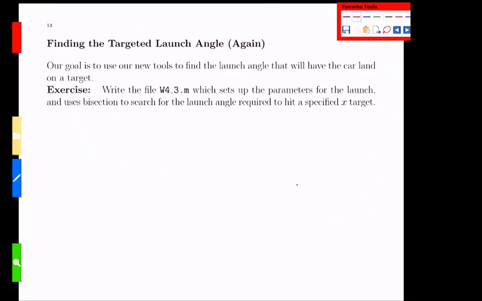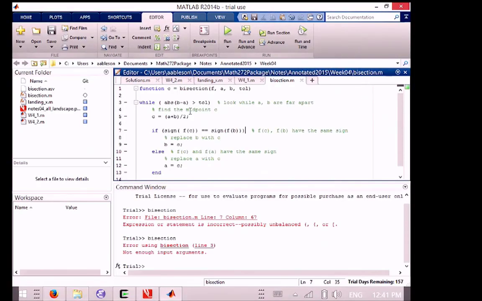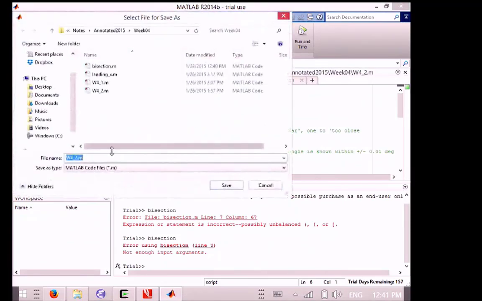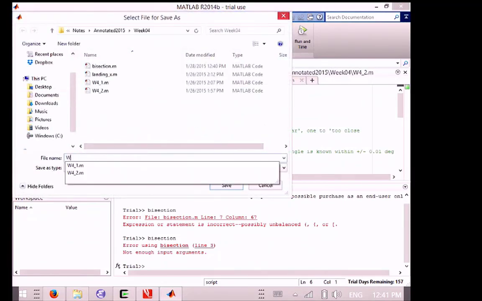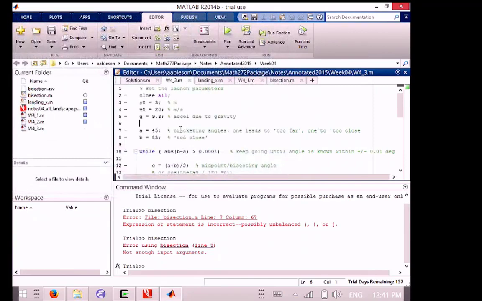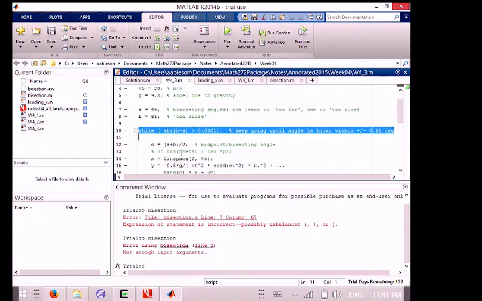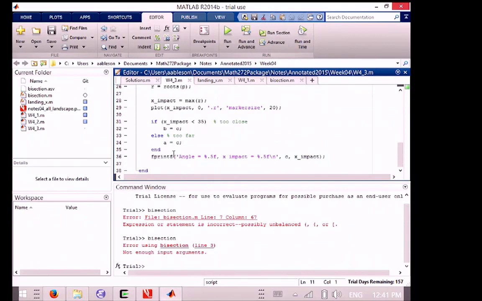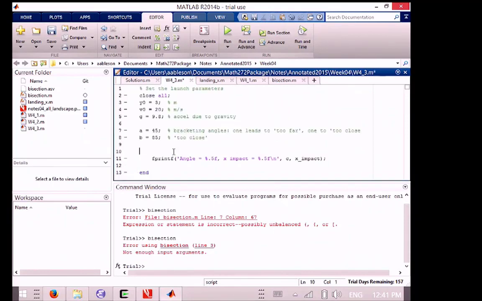Well, I think it makes sense to use what we did before, which was our targeting thing. And we're going to go back to this one here, and we're going to save it as W43. There we go. And what we're going to do is gut pretty much everything out of this whole side here, except for maybe the print. We'll keep the print maybe. All right.